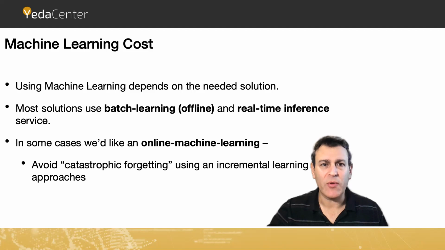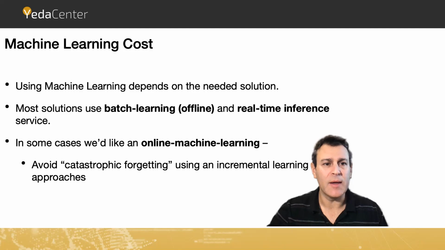And the real-time inference is the serving layer that is usually connected to your product, to your engineering components. And this more depends on the amount of customers that you need to serve. So as I mentioned, most of the machine learning solutions are offline solutions with a real-time inference. In some cases, you need some online machine learning.